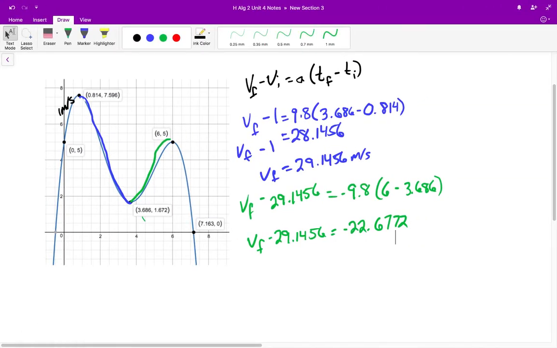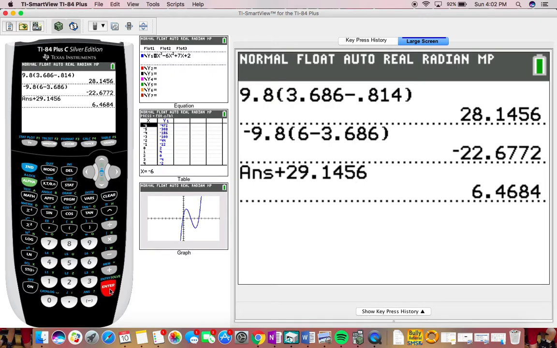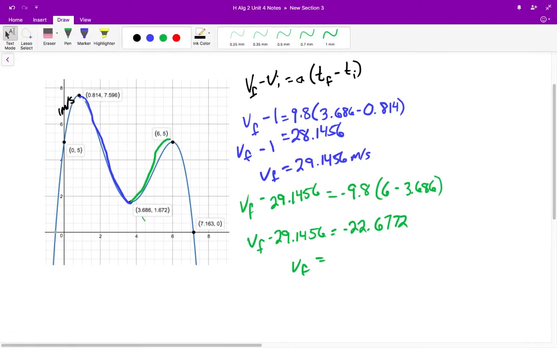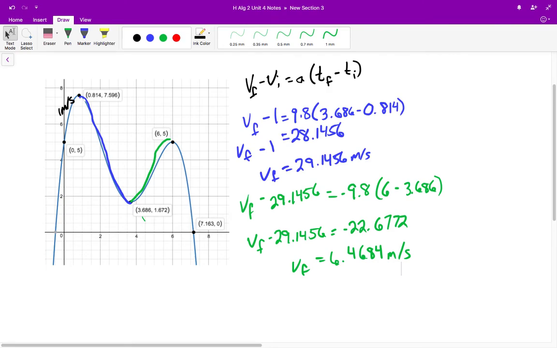Now, last step here, we're going to add 29.1456 to each side. That should give us a positive value, which will be good. So we take that and add 29.1456. That gets us a speed when we get to the top of our second hill of 6.4684 meters per second. Double check that. Cool. So there's the speed of your first two intervals.